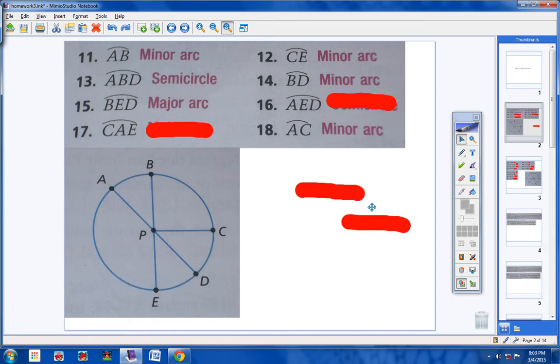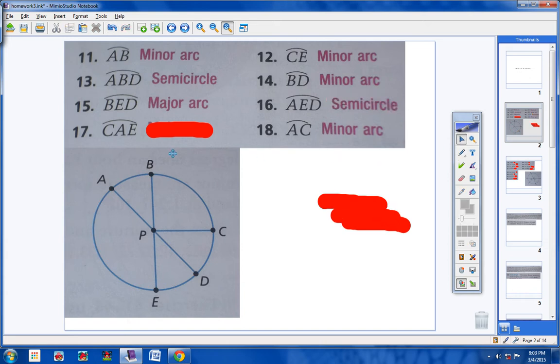Major arc. Number 16, AED. Well, A to E to D. This is a diameter. The endpoints of the arc lie on the endpoints of a diameter. So we have a semicircle. Okay? So number 16 is a semicircle.